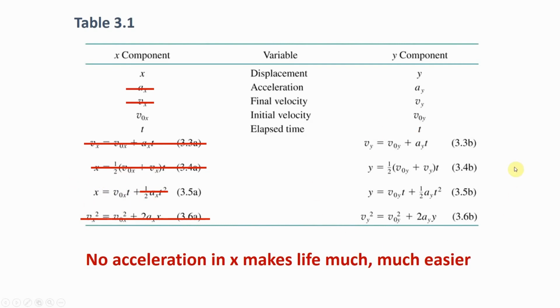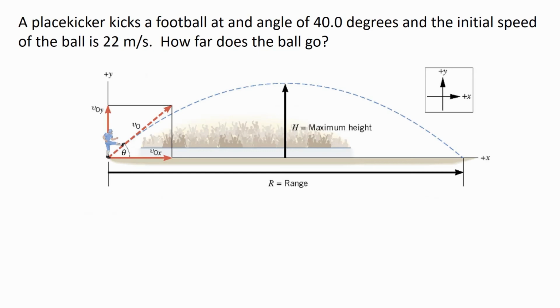And all the interesting stuff happens on y, where that's accelerated. So I'll do one example to show you how this works, and then a quick summary, and we are done. Okay. So a place kicker kicks a football at an angle of 40 degrees, and the initial speed is 22 meters per second. How far does it go?